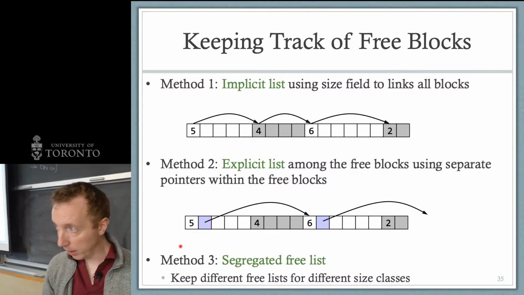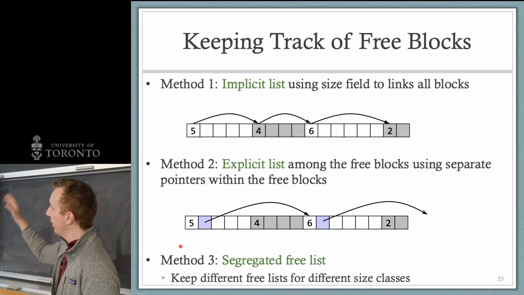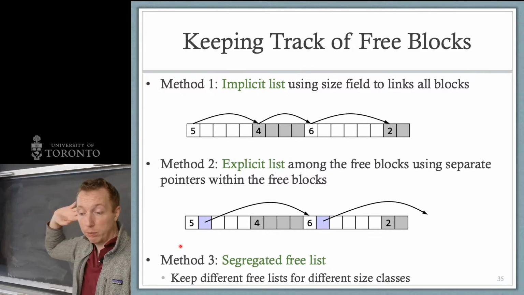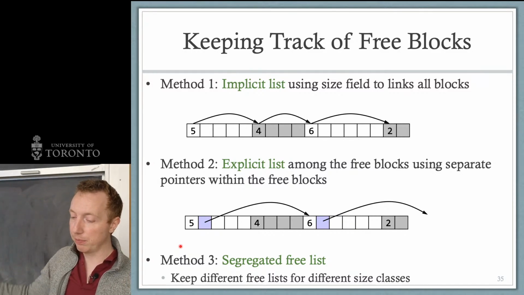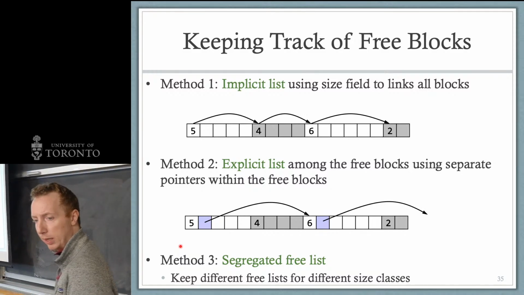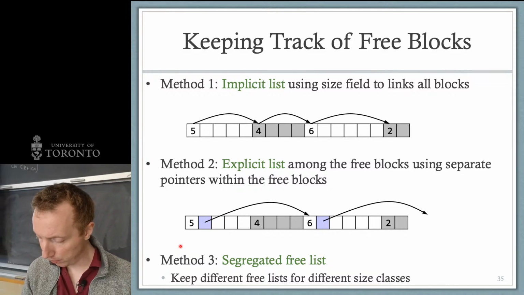And then method 3 is just segregated free lists. So I could take that idea and take it to the extreme. If I really wanted to, I could have different free lists for different size allocations if I really wanted to optimize things. And that might be a good idea to do for the lab.